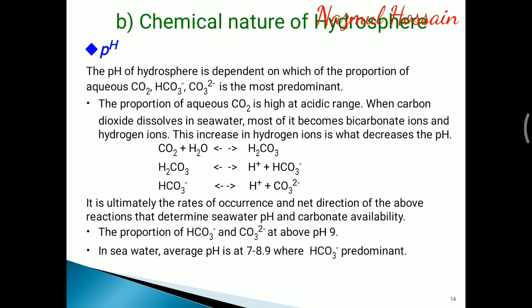It is ultimately the rates of occurrence and net direction of the above reactions that determine seawater pH and carbonate availability. The production of bicarbonate and carbonate occurs above pH 9; in seawater the average pH is 7 to 8.9, where bicarbonate is predominant.